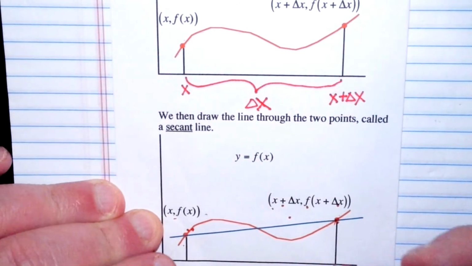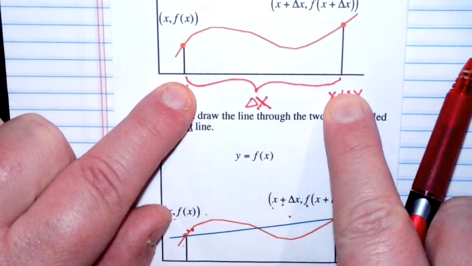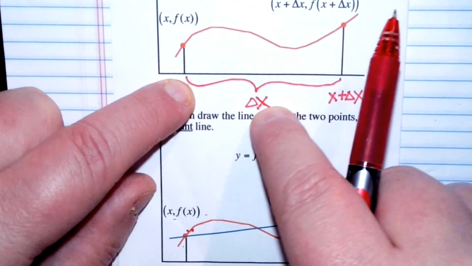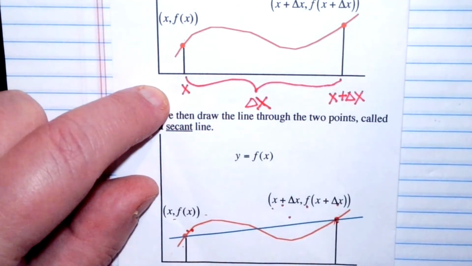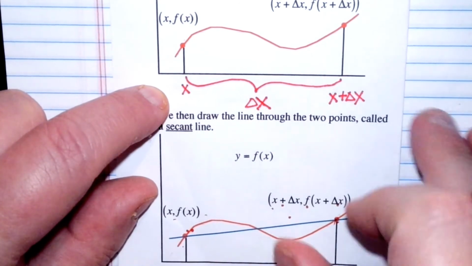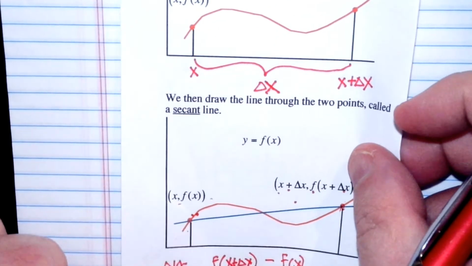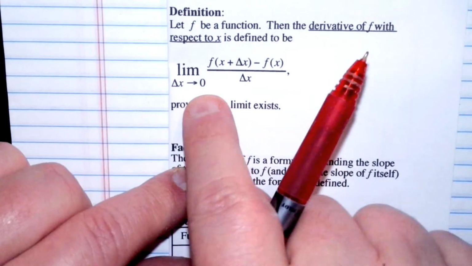We're going to take the limit as this distance between the 2 points shrinks. Shrinks how much? Well, shrinks to 0 theoretically, not actually, because if delta x were 0, this expression would be undefined. But we're going to take the limit as delta x tends to 0 of this expression. And that's what we get right here.